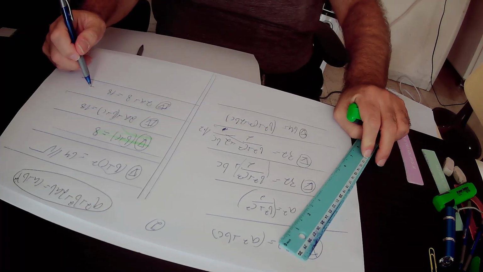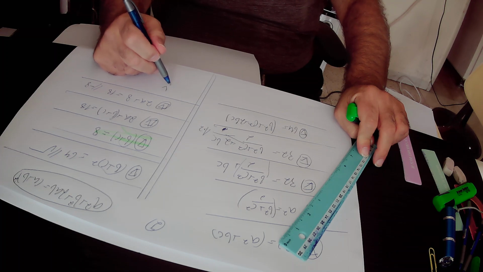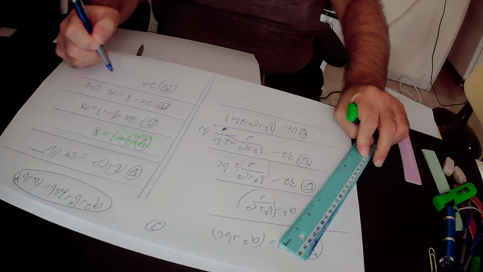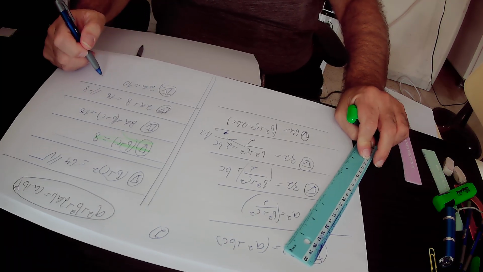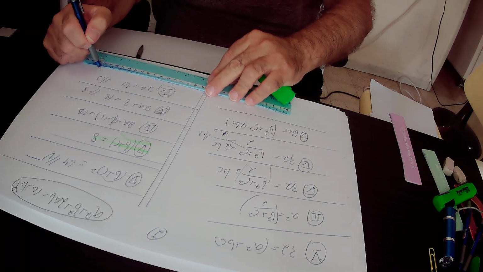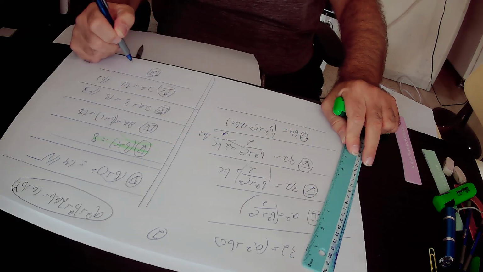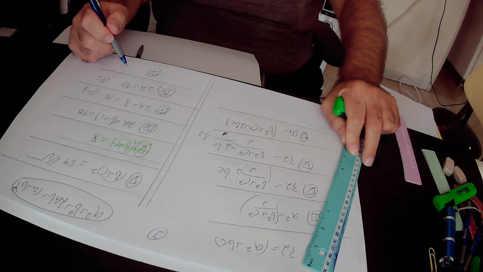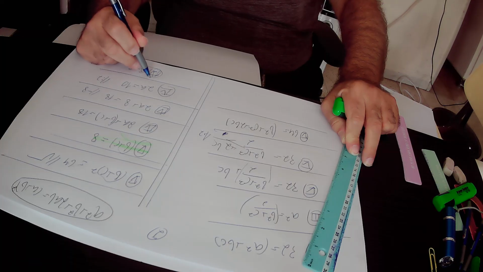Here we subtract 8 from this equation, and finally we get that according to equation 4, 2a equals 18 minus 8, which is 10. So 2a equals 10. Here we divide this equation by 2, and finally we get that a equals 10 over 2, that is 5. A equals 5 units in length.